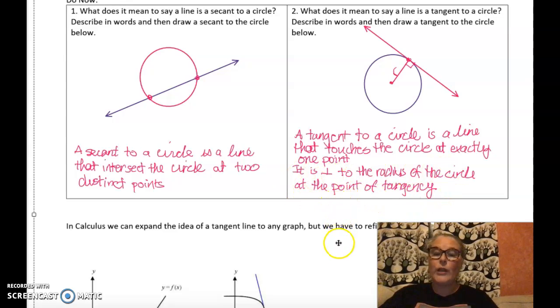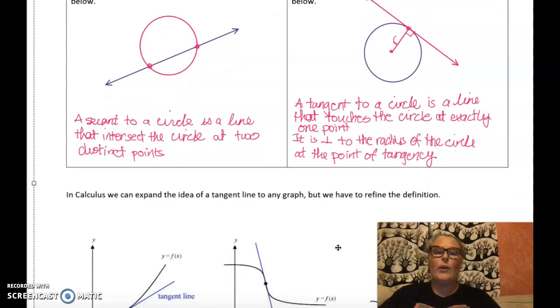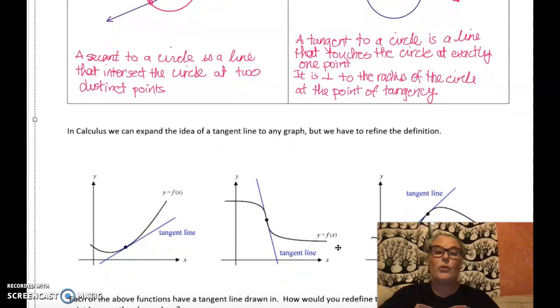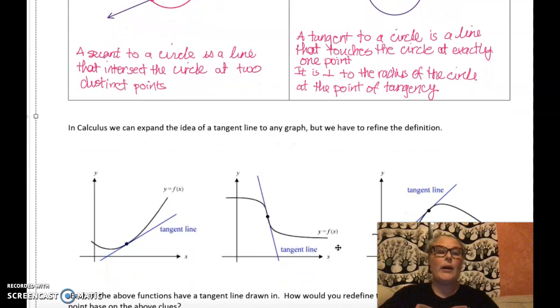Now for a circle, it's kind of obvious. Some people in geometry say it's the line that intersects a circle in exactly 1 point. But I would rather think of it as touching more than anything. So I want you to look at these, because these are also considered tangent lines down here at the bottom. In calculus, we expand the idea of what tangency means.